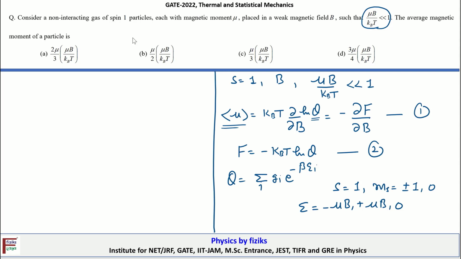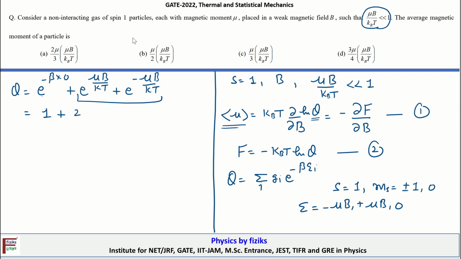Okay, so now we can write the partition function Q equal to exponential minus beta into interaction energy 0, plus exponential minus beta, where beta is 1 by kT, into the interaction energy of mu B. Minus minus becomes plus, so exponential mu B upon kB T, plus the third term exponential minus mu B upon kB T. The first term gives unity, and these two terms give a factor of 2 cosh of mu B upon kB T. Okay, that's the partition function.